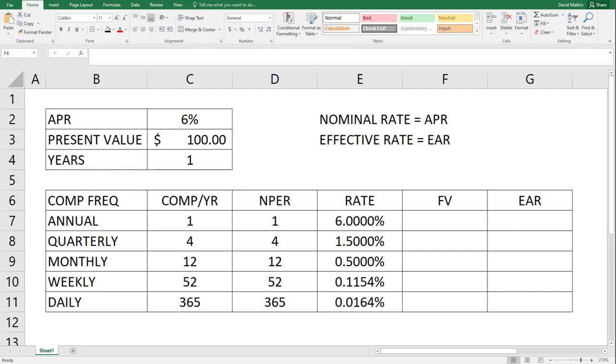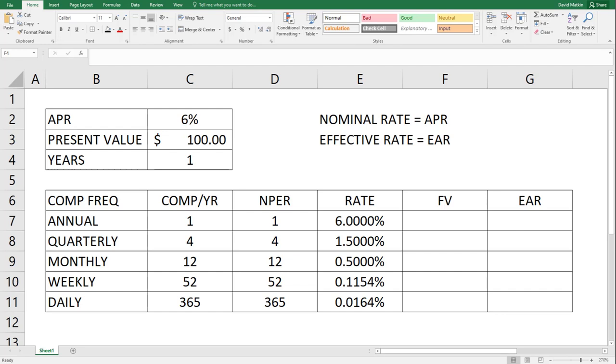Hello everyone, this is David Matkin, and in this video I want to talk about the relationship between a nominal rate of return, often referred to as the APR, and the effective rate of return, which we often call the EAR, sometimes the APY, or the annual percentage yield. And we're going to do some calculations to try and wrap our arms around this idea.